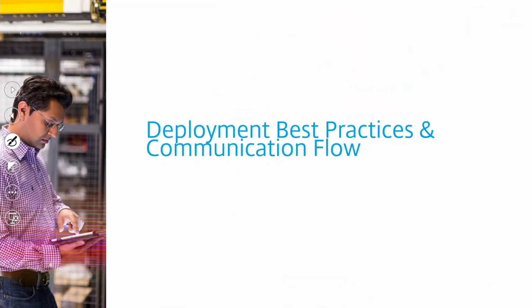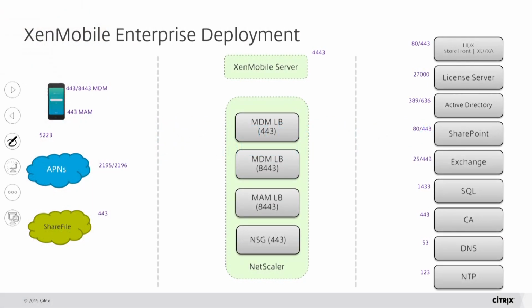Okay, now let me change the subject and talk about best practices and communication flow. Where do we actually place the XenMobile server solution, and how does it communicate with other components behind the scenes? The first thing I want to discuss is that the XenMobile server sits in the DMZ. That's what we recommend, but that doesn't mean it has to be in the DMZ. You can place it on the internal network, that's okay, but just keep in mind the number of ports that need to be open between the XenMobile server and the backend resources.